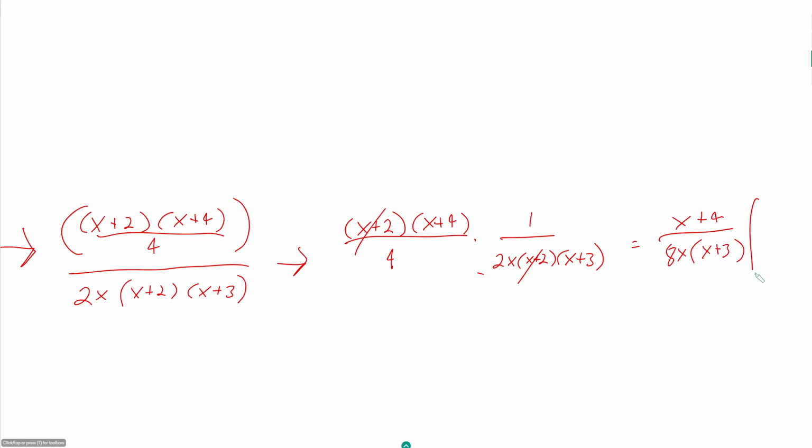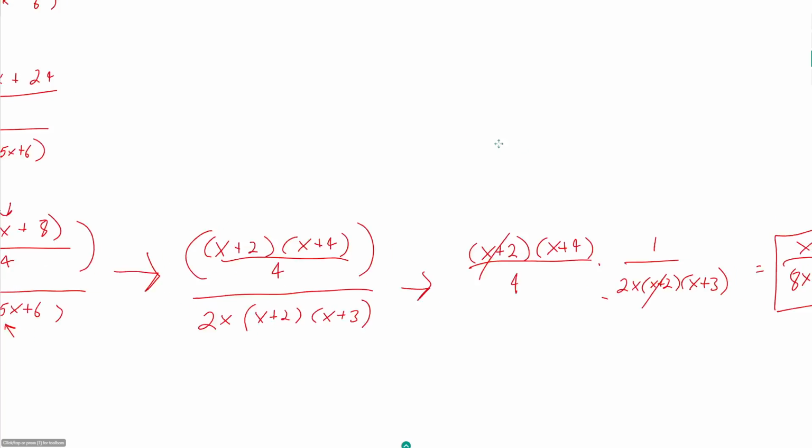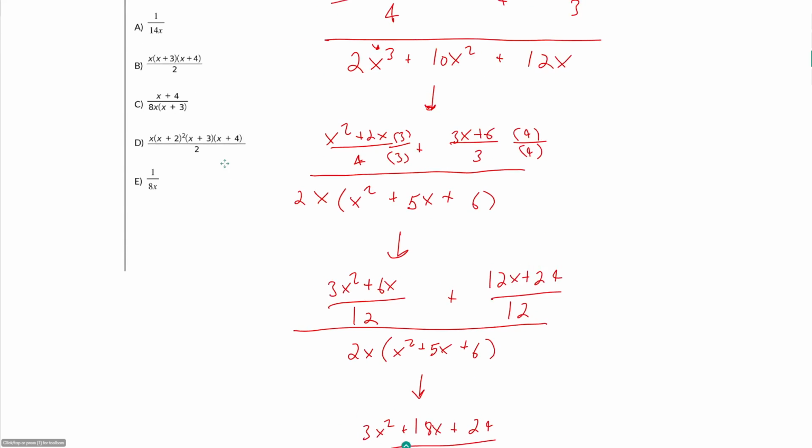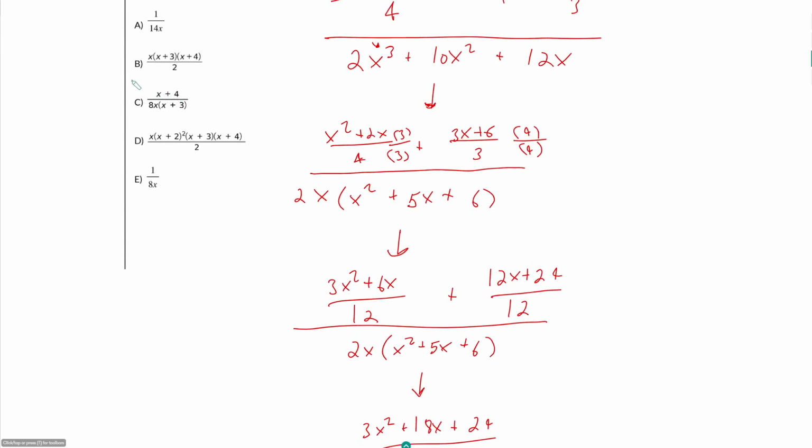Sometimes I would say this is fully simplified, but with these questions where they're asking you to just simplify something, once your work is simplified, you need to look at the answer choices to see how they want it formatted. So I don't know if I will have to multiply this out or not. (x plus 4) over 8x times (x plus 3). And it looks like I don't, because C is exactly what we got.